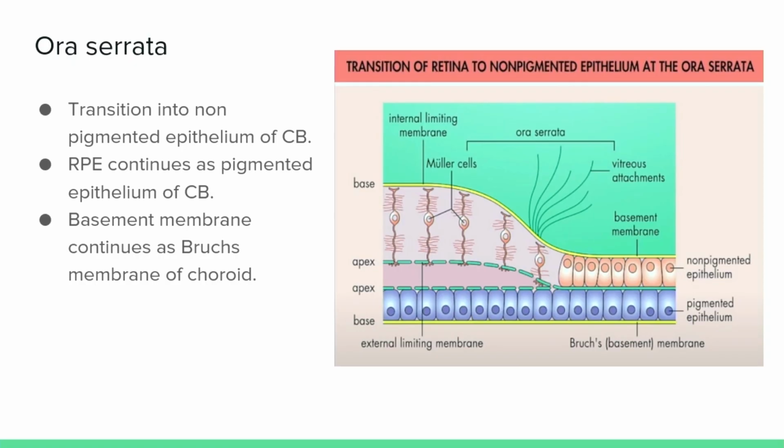Now the transition of the retina into non-pigmented epithelium at the ora. Over here you can see the ora becomes the non-pigmented epithelium of the ciliary body. The RPE continues as the pigmented epithelium of the ciliary body, and the Bruch's membrane and external limiting membrane of the retina continue as the Bruch's membrane of the choroid.